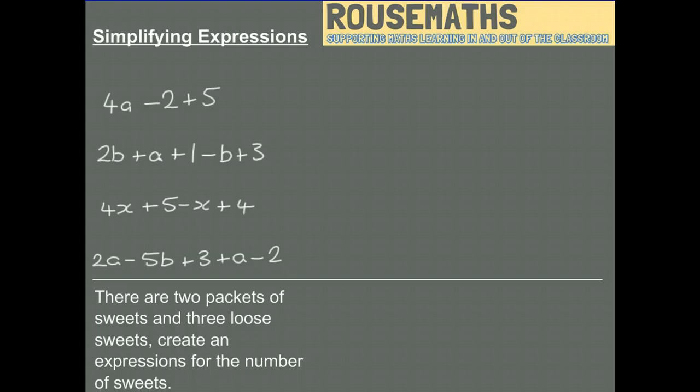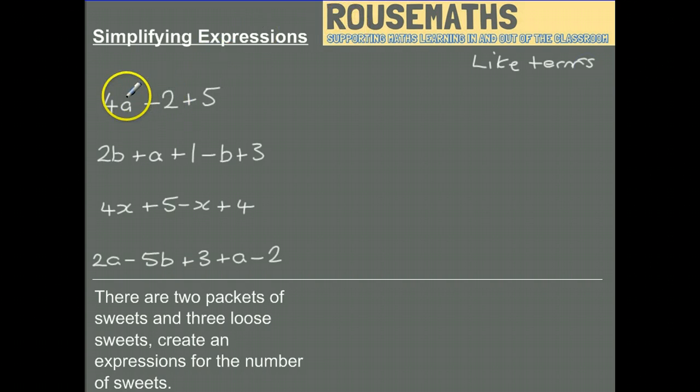It's got an algebraic term in 4a, it's got some number terms, but it's not equal to anything, so that makes it an expression. If it had an equals in it, it would be an equation, and we'll be looking at those in another video. So to just get us started, we need to understand what like terms are, and that's terms that are similar.